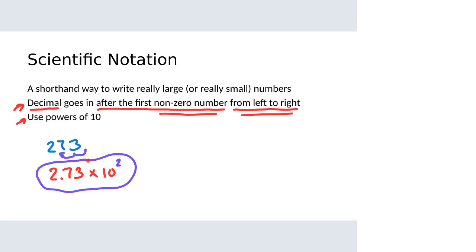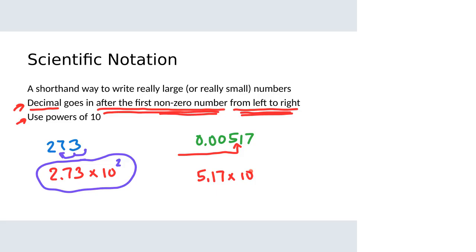This can also be used for small numbers, like, for example, 0.00517. Now, this one you might actually put in scientific notation, and we're going to do the same idea. We are going to find the first non-zero number from left to right. That's where our decimal is going to go. So our decimal is going to go here after the 5. So it's going to be 5.17 times 10 raised to some power.